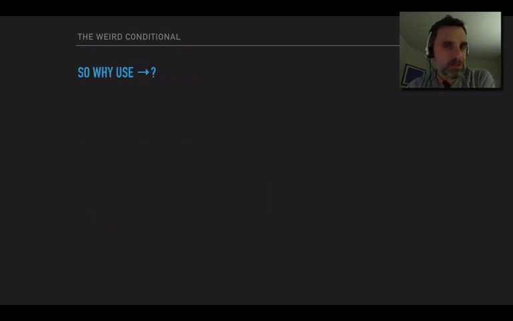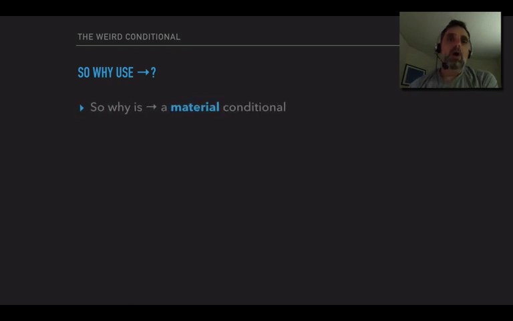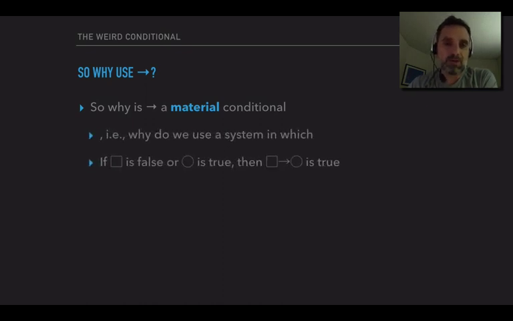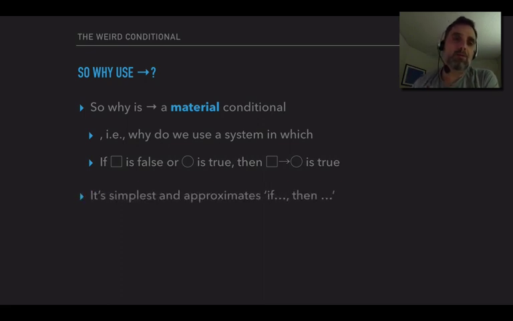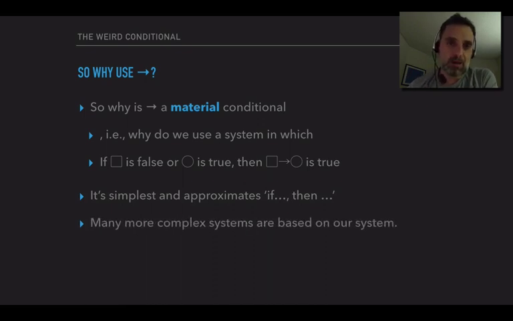Well, why then will we use the arrow symbol? Well, a way of putting that is to say that the arrow is a material conditional, meaning that it's a system in which if either the antecedent is false or the consequent is true, then the conditional is true. Well, the arrow is simple and it approximates if-then, and there are many more complex systems that are based on our system that try to get closer to how if-then works in English, and that's fine, but they're based on our system, and so we're learning this simple system.